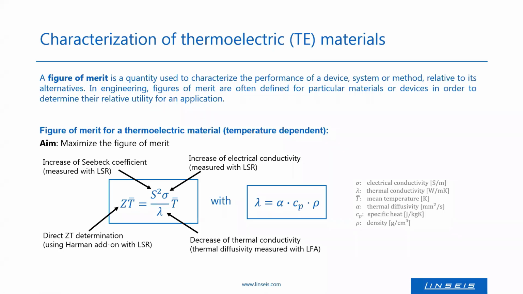However, one can also measure the ZT value directly. For that, one can use the Harman technique. This can also be used with the LSR setup with a patented sample holder. So this can be a powerful tool to directly measure the ZT value, since one reduces the errors of the single measurements, so to say, which add up in the end by calculating the ZT value.